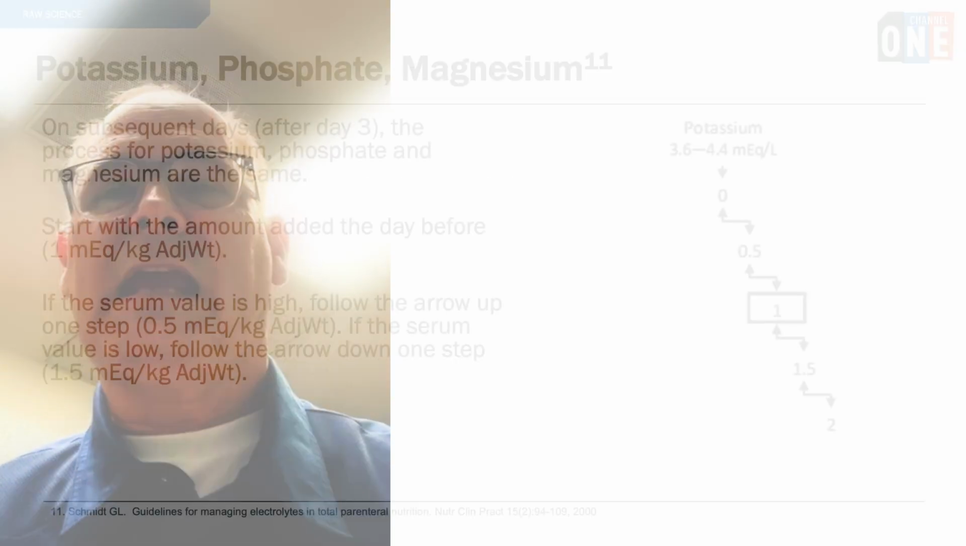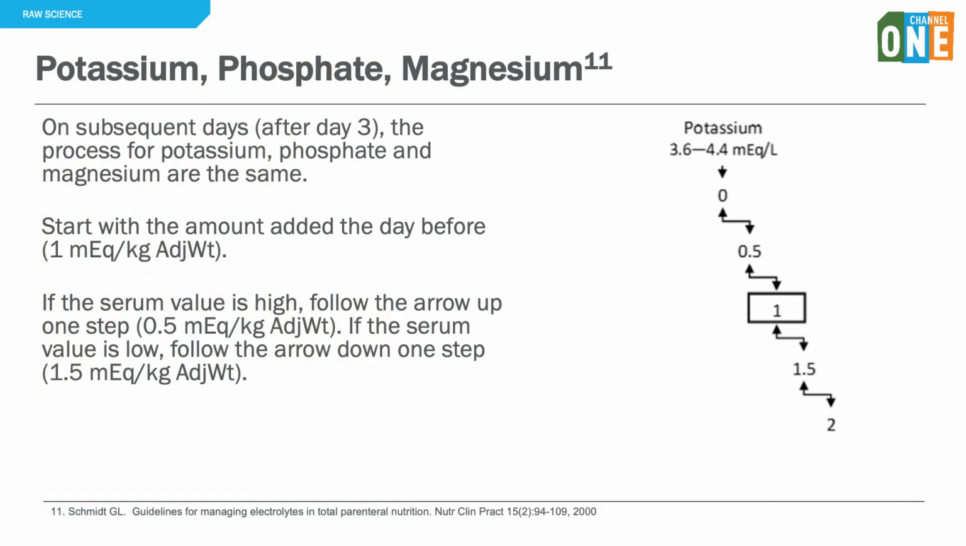On subsequent days, after day 3, the process for potassium, phosphate, and magnesium is the same. Start with the amount added the day before, in this case 1 milliequivalent per kilo. If the serum value is high, follow the arrow up 1 step. If the serum value is low, follow the arrow down 1 step.